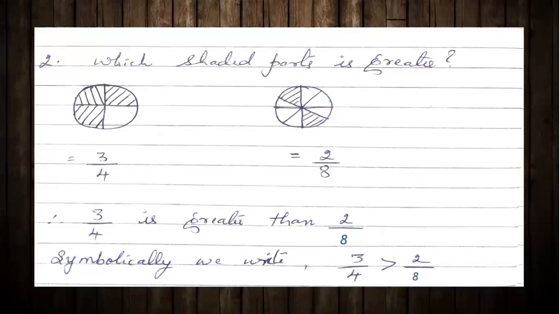Because in the denominator, the number is lesser here, it is less than 8. Less than 8 means the lesser number will be the greater one. Therefore, 3/4 is greater than 2/8. Symbolically, we write 3/4, greater than symbol, 2/8. So therefore, 3/4 is greater than 2/8.